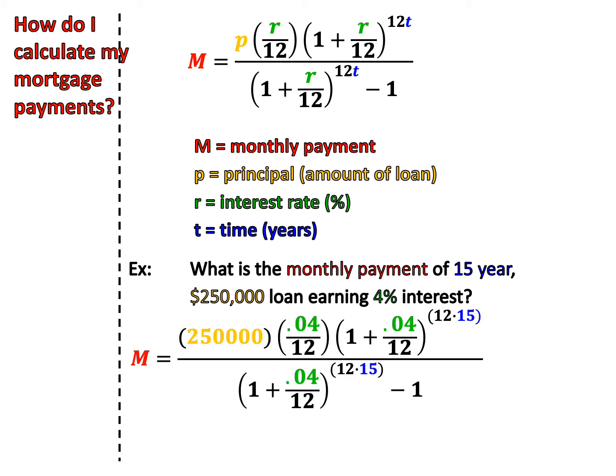We get M is equal to 250,000 times 0.04 divided by 12 times (1 plus 0.04 divided by 12) raised to the 12 times 15 power, all divided by (1 plus 0.04 divided by 12) raised to the 12 times 15 minus 1. And when we do that, we get the answer of $1,849.22. And again, if you need to pause this video at this point, then pause it to make sure you write it down.